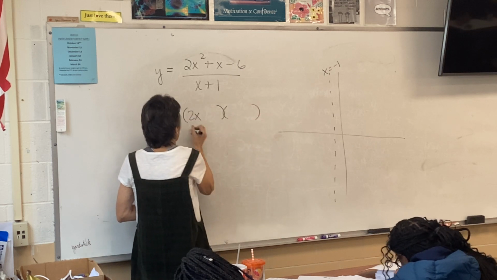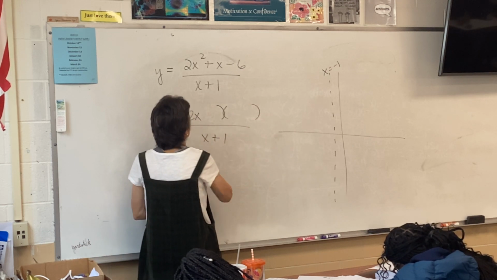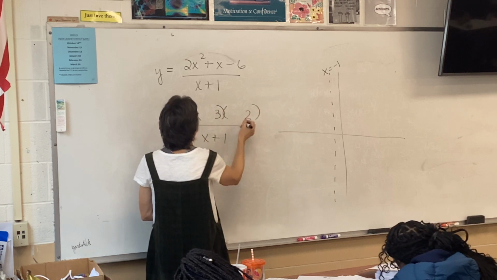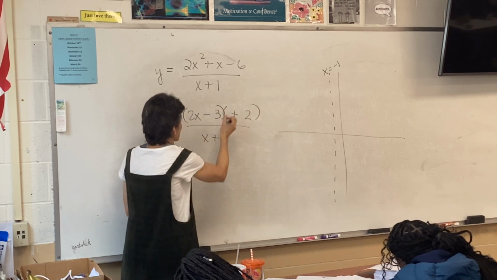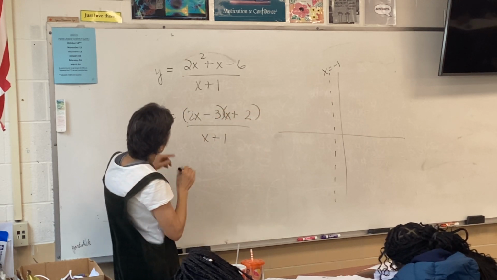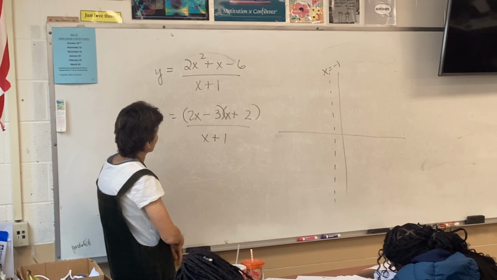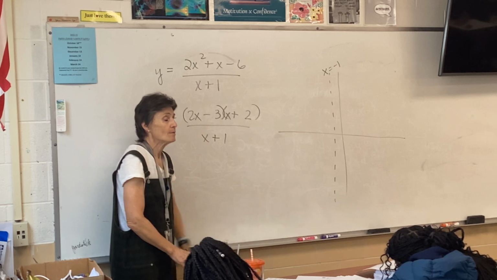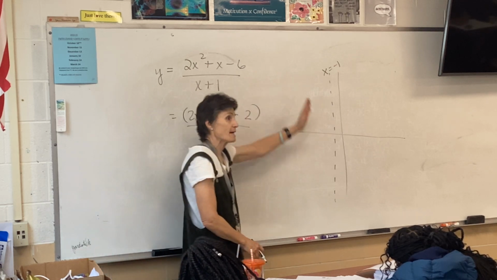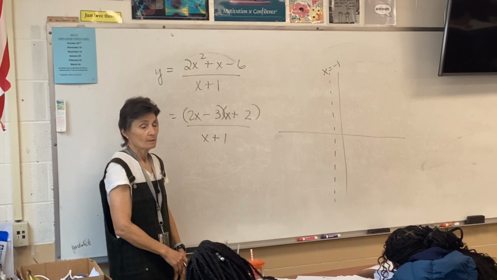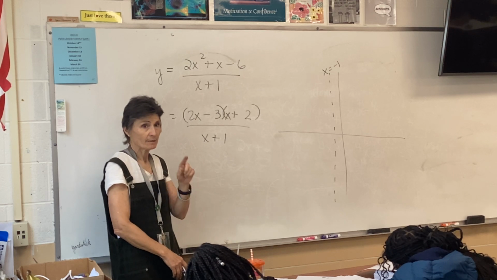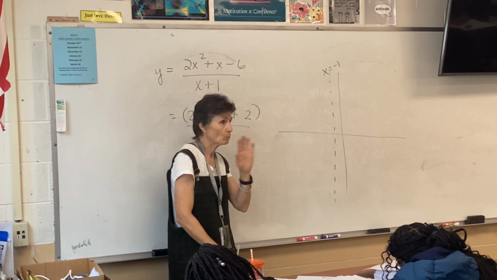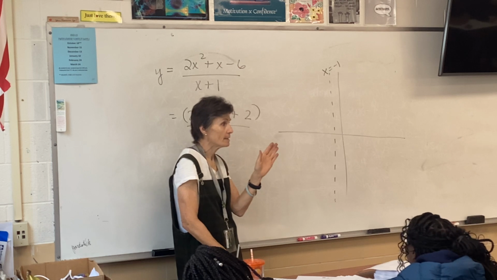How does that factor? 3, 2 plus minus. So we're safe, Jake, because nothing canceled. Therefore, that is an asymptote. Does everybody understand that if that would have canceled, it wouldn't have been an asymptote anymore? It would have been a hole.